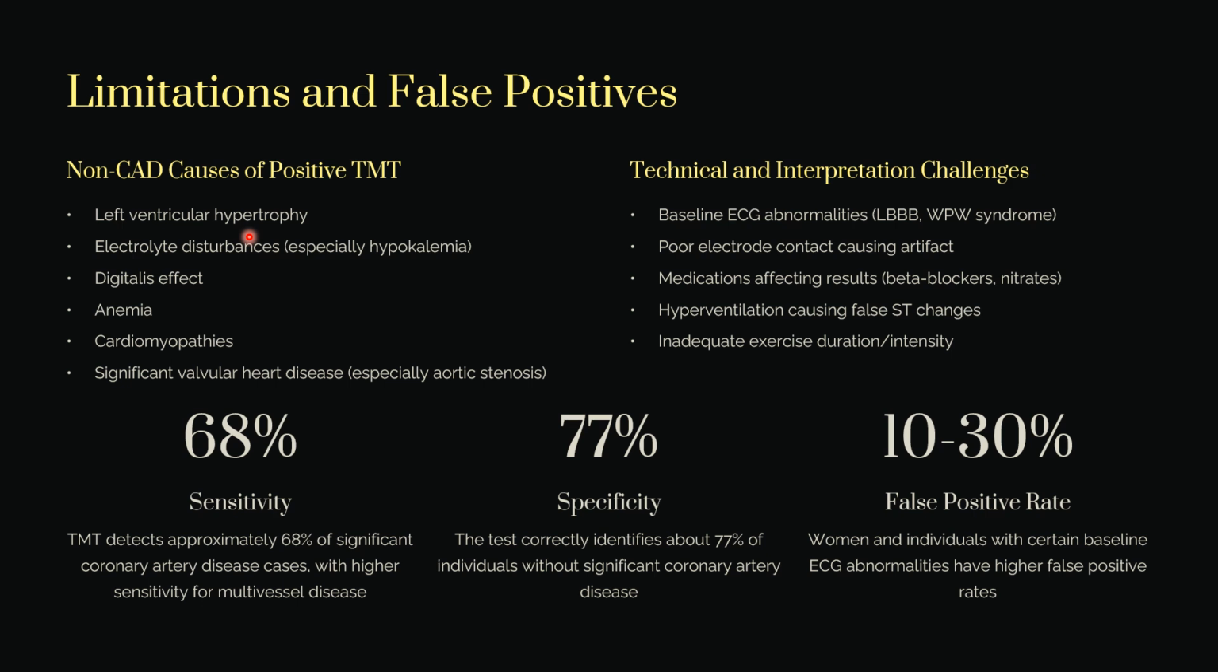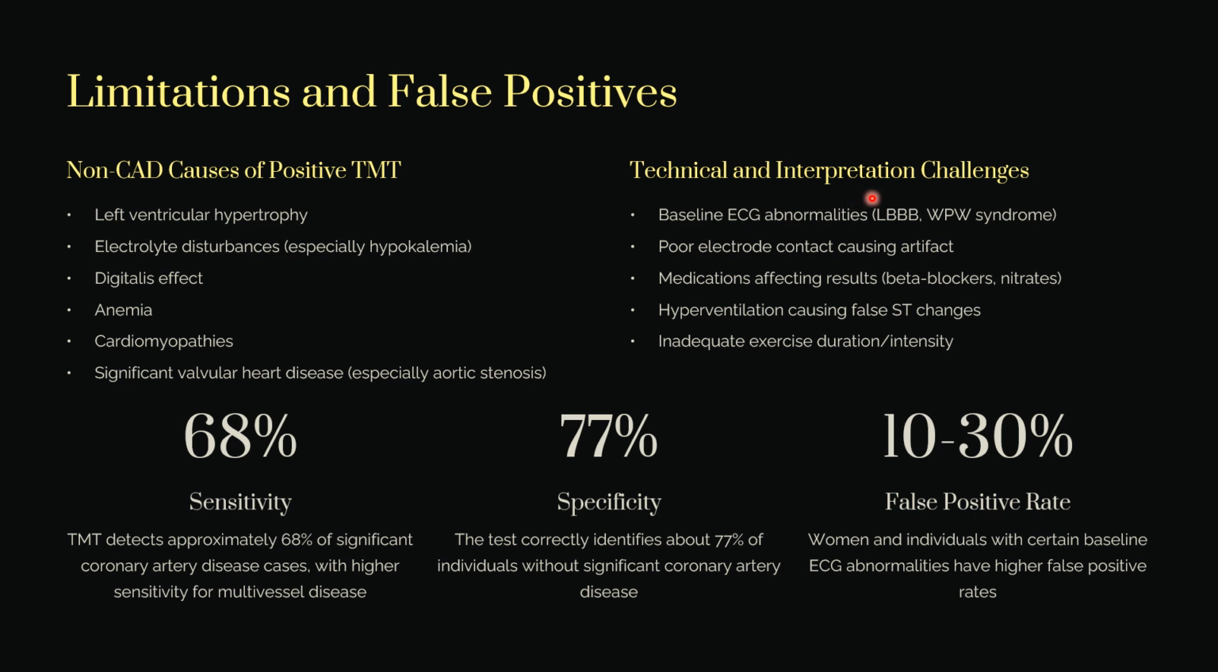So limitations and false positives. Non-CAD causes of positive TMT. Left ventricular hypertrophy, means if somehow the left ventricle is enlarged. Hypertrophy means enlargement. Electrolyte disturbances, especially hypokalemia, means the amount of potassium is less. Next, anemia, digitalis effects, cardiomyopathy, significant valvular disease. If there is any problem in the valve like aortic stenosis, the valves are stiff, not opening properly. So these are the non-CAD causes of the positive TMT.